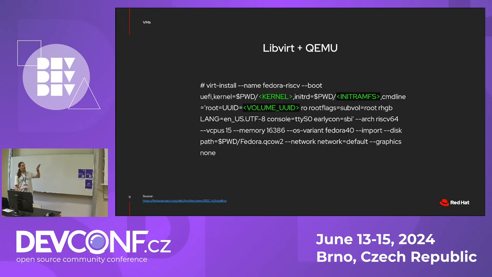On the second line, we have the kernel. So you need to fill in the name of the kernel that was extracted from that raw image. Same goes for the initrd parameter. You need to give it the name of the initramfs that was extracted from the image. And another important thing on the third line is the UUID. That's the UUID of the volume that you have extracted as well. If you get all those things correctly, you will be able to boot up the VM.